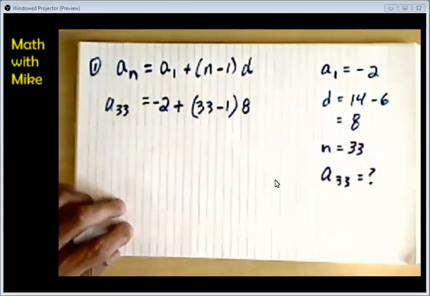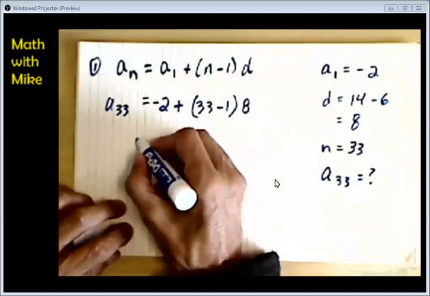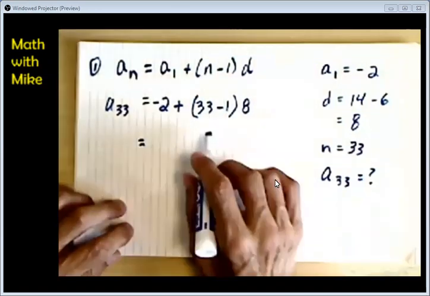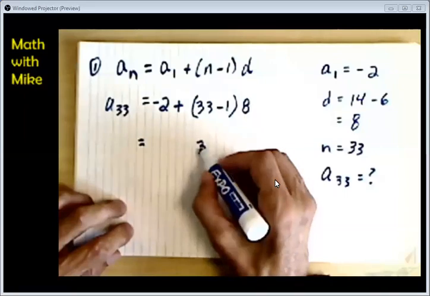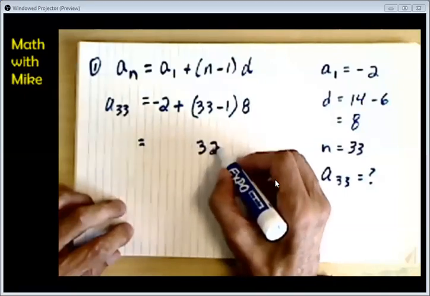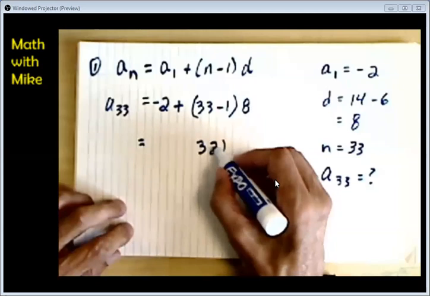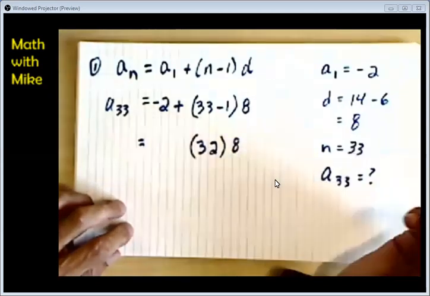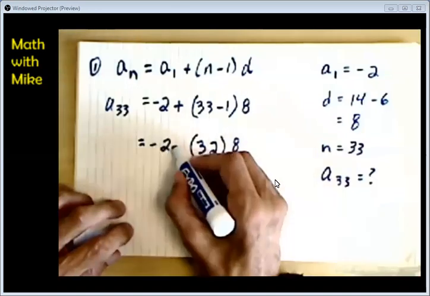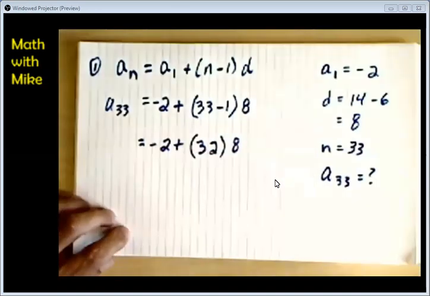Okay, so you've seen this a few times. Inside the brackets, we do that first. So that will be a 32. And then times the 8 that's on the outside there still. And the minus 2 like that.